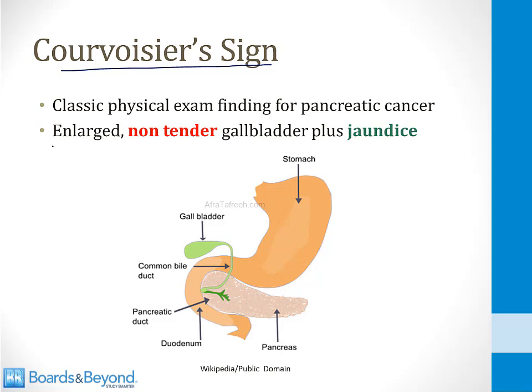Courvoisier's sign is an enlarged non-tender gallbladder in the setting of jaundice. The gallbladder is enlarged because the tumor is obstructing bile flow, but it's not inflamed like you see in cholecystitis. In addition, there's jaundice from the obstruction of biliary flow.